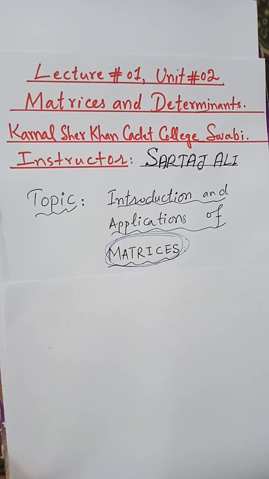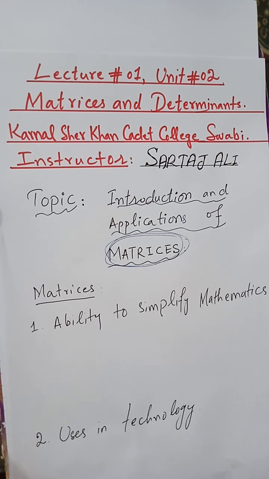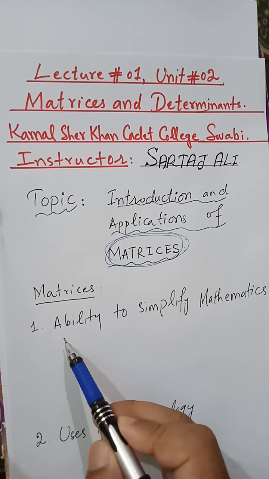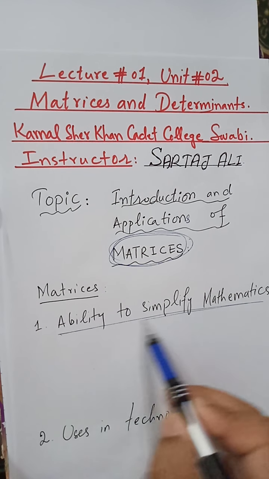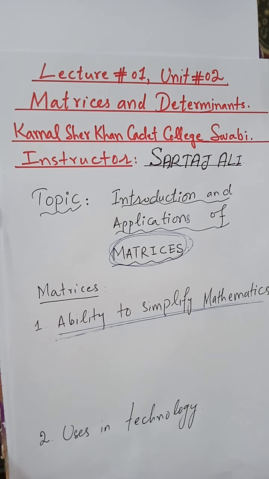So how can you justify this point, that matrices simplify our work to a great extent as compared to the straightforward procedures that we used in mathematics? Remember, alternatively it means that matrices have the ability to simplify mathematics. So how do matrices simplify mathematics, and after that we will discuss the uses in technology.